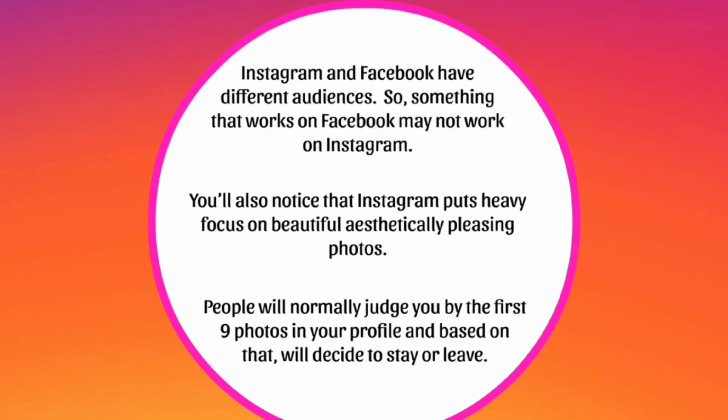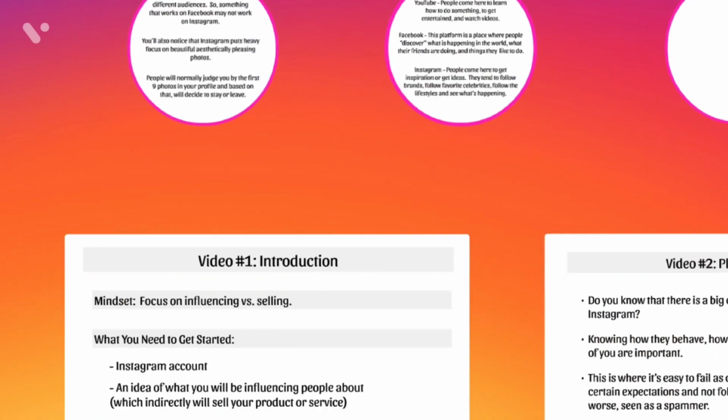On your Instagram profile, when people go to the profile, they're going to see a few images. And people will normally judge you based on the first 9 photos in your profile. And based on that, they will decide to stay or they will decide to leave. So you've got to make sure that you choose your best 9 photos at the forefront. So when somebody comes to your Instagram profile, they see the best of the best, right?